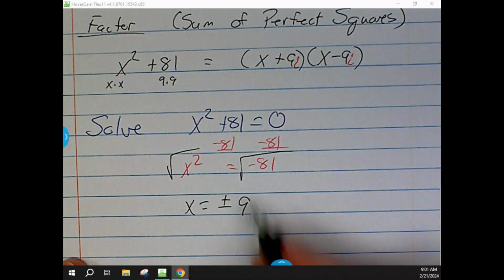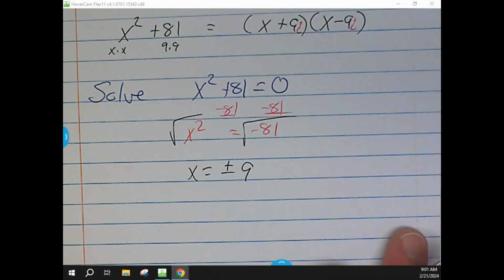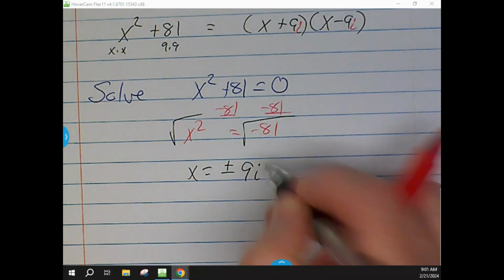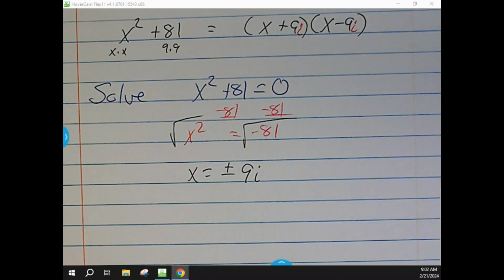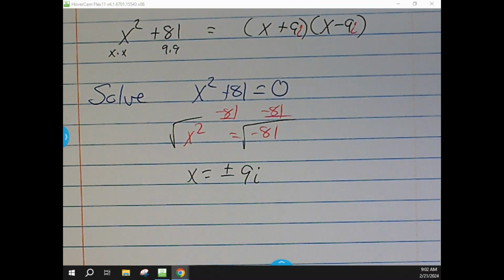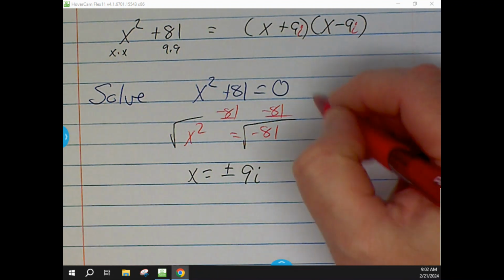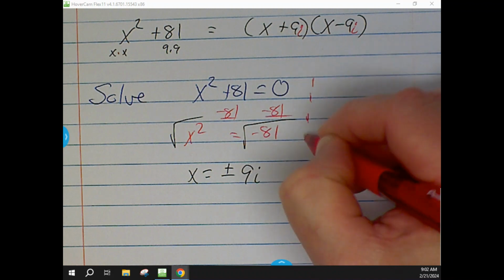And again, the only difference is if it's got the negative in there when we're solving and square rooting, we just have to put the i term at the end to let us know that that was not a real number with 81, but it's an imaginary number.